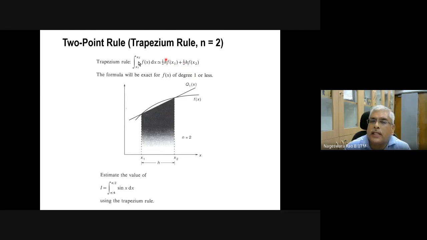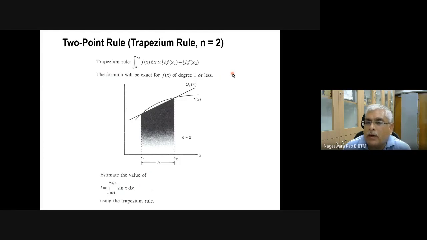And when is trapezium rule going to be exact? If the function is a constant function, you are going to get exact. If the function is a linear function also, you are going to get exact. So this trapezium rule is exact up to linear functions. That is what is written: the formula will be exact for f(x) of degree 1 or less, 1 or 0.